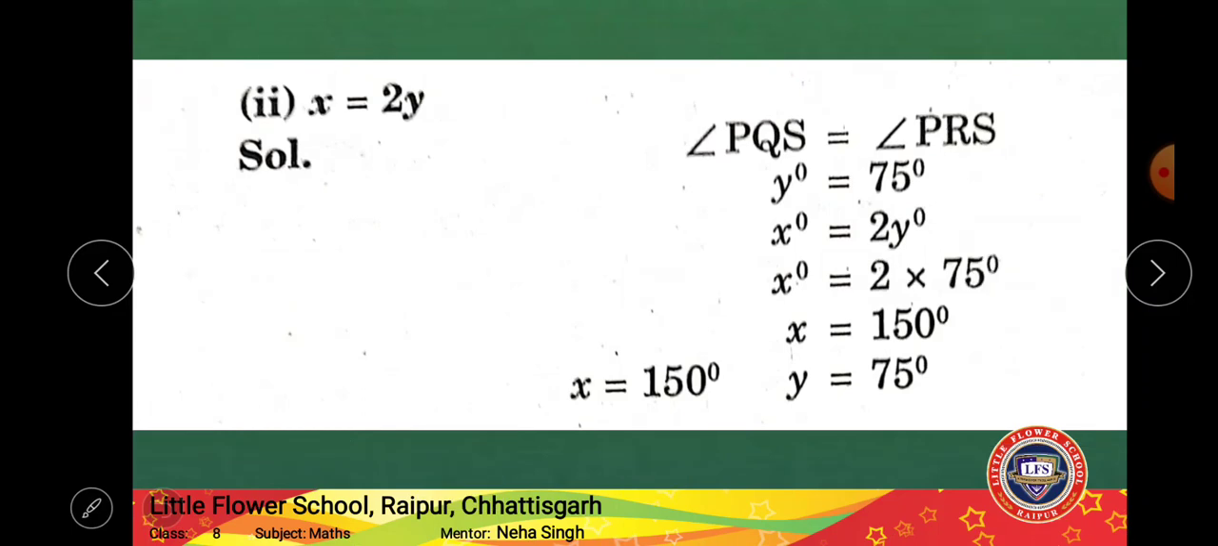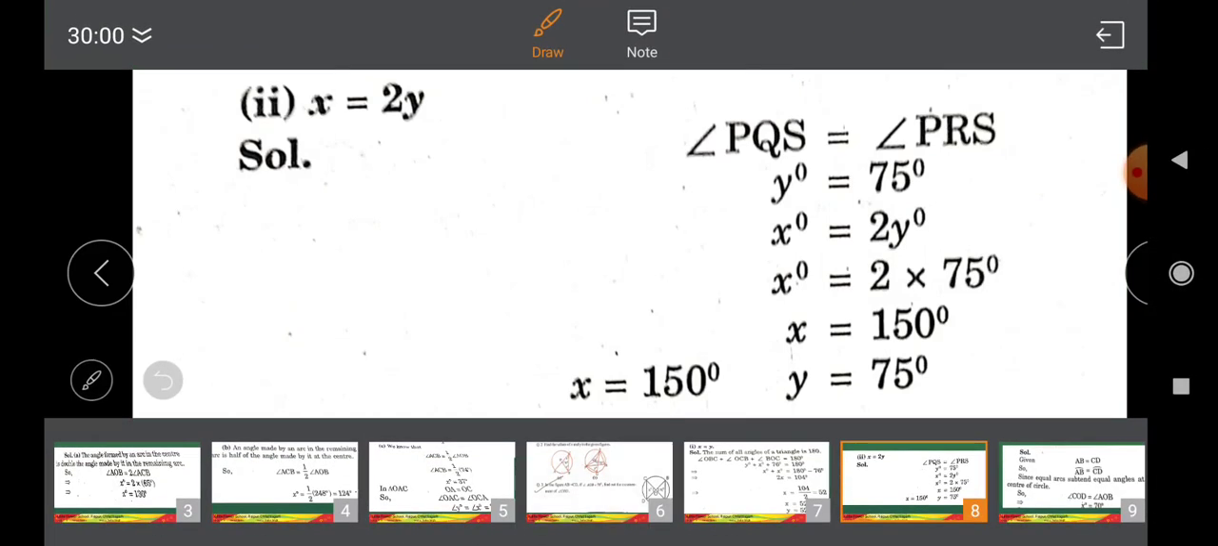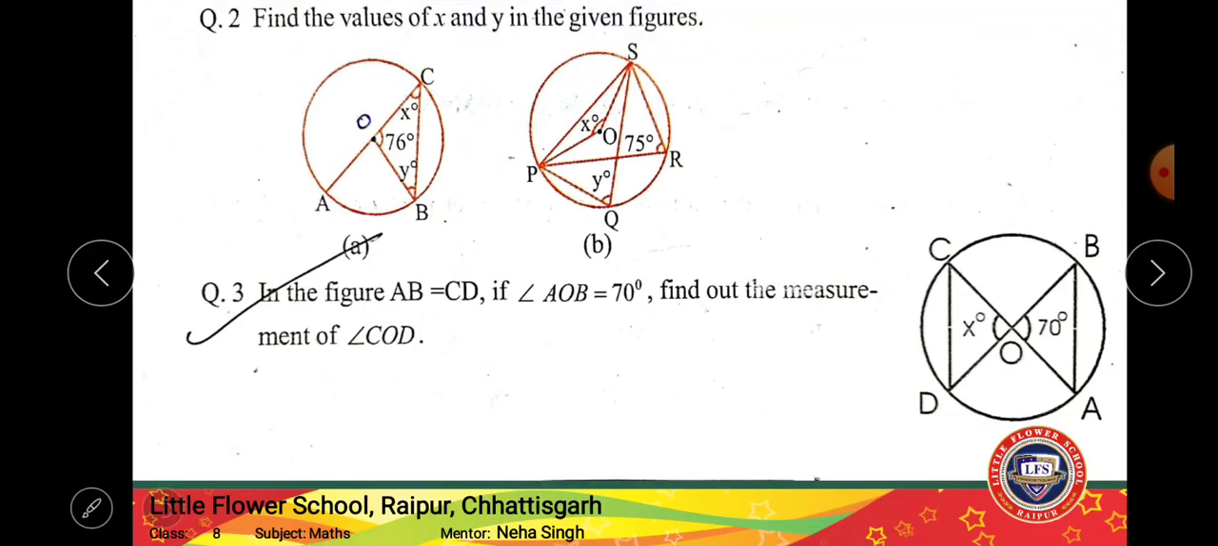Now coming to the next part, the second question, second part, right? You need to find the value of x and y. Again, if we see PQS and POS, we can use the theorem here that the angle subtended at the center is twice the angle subtended at the arc, right? Subtended at the center is x and subtended at the arc is 2y. This is the equation we are getting.